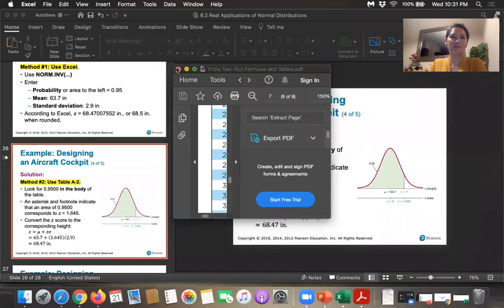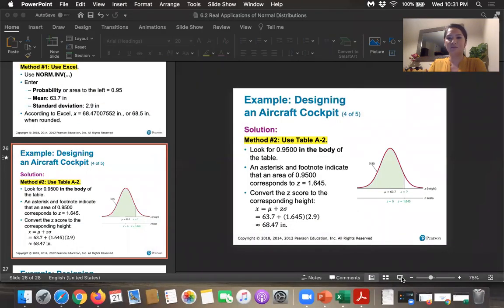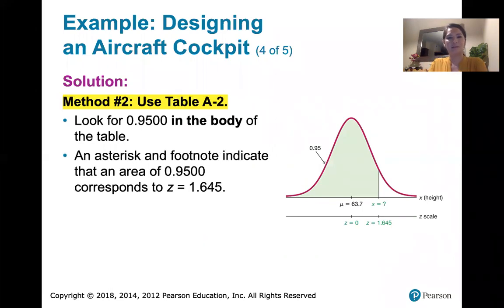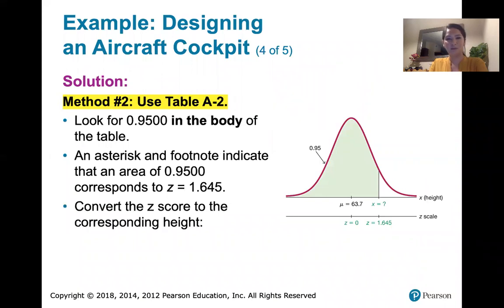Okay. So if you're using table A2, you look for that 0.9500 in the body of the table, and then normally you would go out to that left edge and that top row and find the z-score, but this time that area of 0.9500 was indicated by that asterisk. So we found the z-score by following that arrow to the footnote. Now that's the z-score. That's telling us that the height we're looking for is 1.645 standard deviations above the mean.